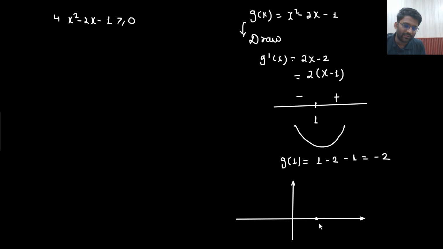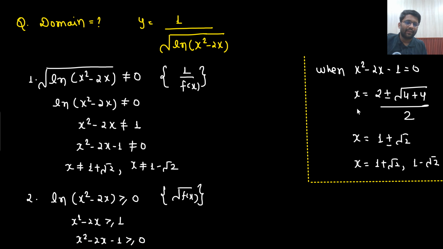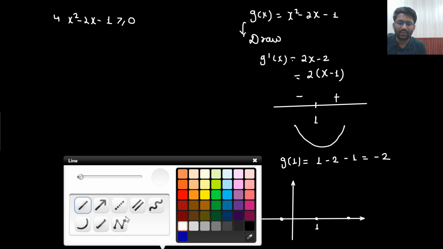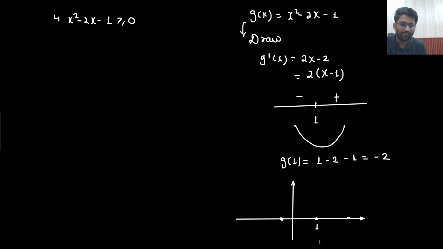So this value is 1. And where the graph was becoming 0, x square minus 2x minus 1 was becoming 0 at 1 plus under root 2 and 1 minus under root 2. What is the value of 1 minus under root 2? That will be 0.4041. So here the graph was becoming 0 and here also the graph will be becoming 0. So the graph will look somewhat like this. This is how the graph will look.